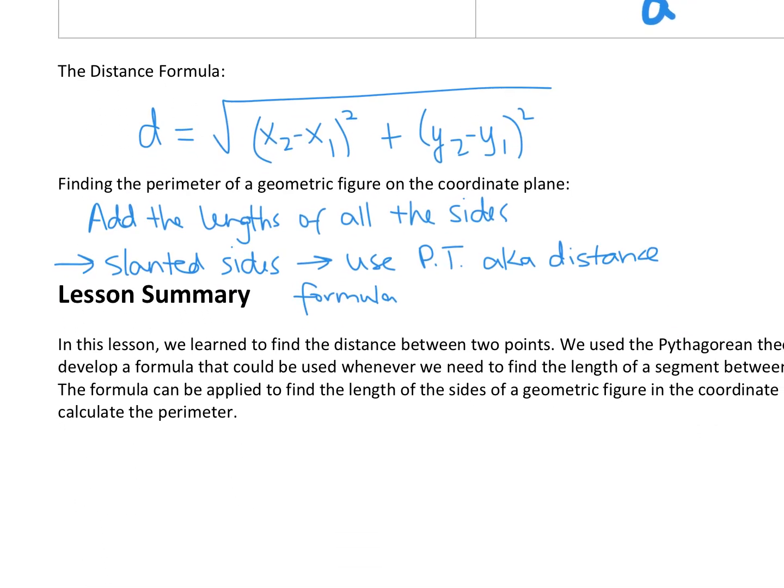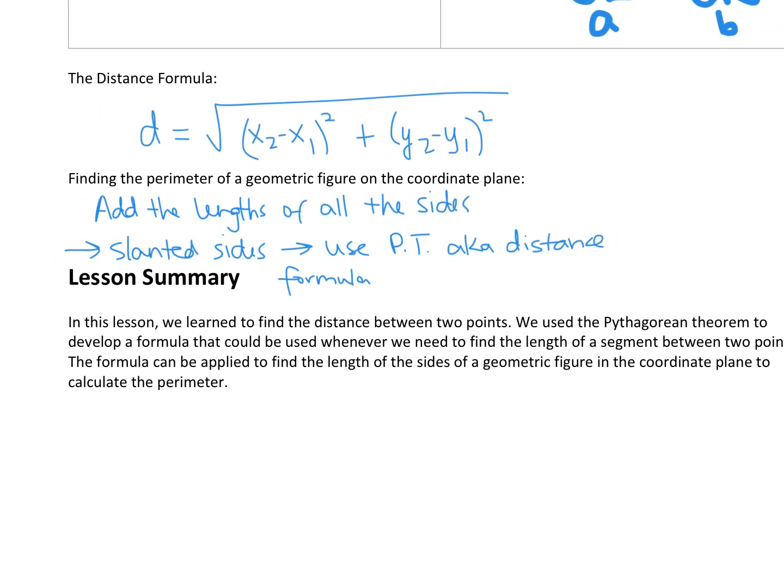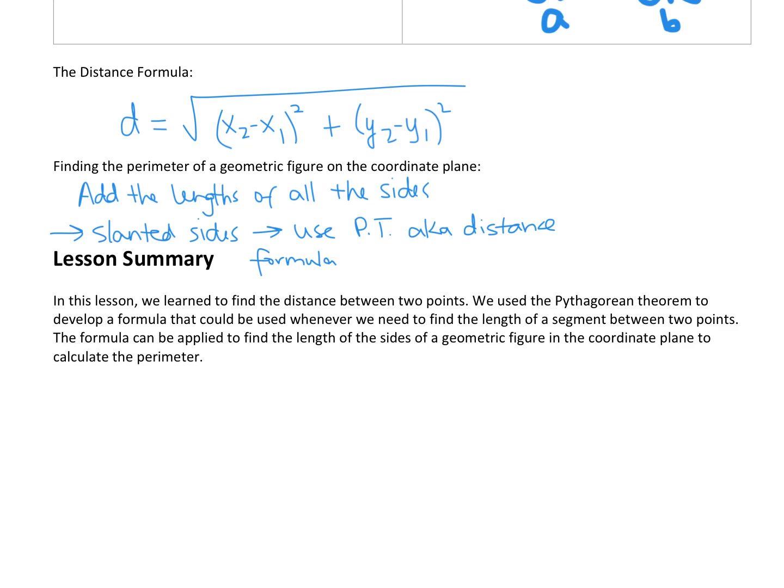In this lesson, we learned to find the distance between 2 points. We used the Pythagorean theorem to develop a formula that can be used whenever we need to find the length of a segment between 2 points. The formula can be applied to find the length of the sides of any geometric figure in the coordinate plane to calculate the perimeter.